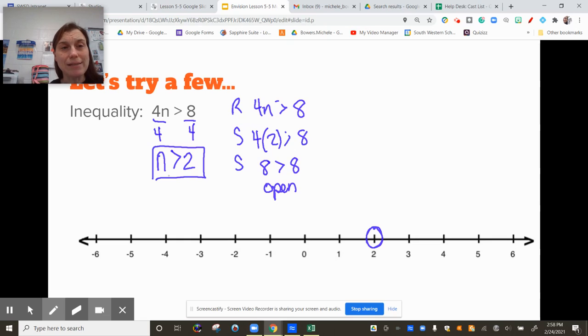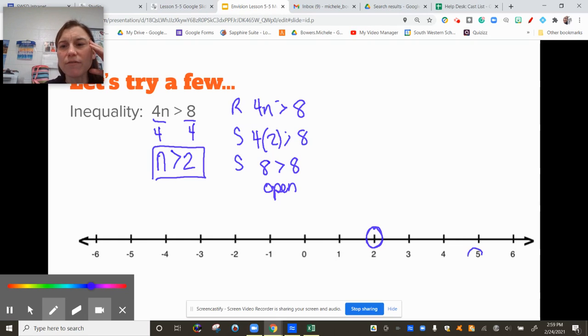Now, I need to check and see which way to graph. So, I'm going to start with what I think it is. I think it's greater than 2, okay? So I'm going to pick something greater than 2. I'm going to choose 5. And now I'm going to check it.